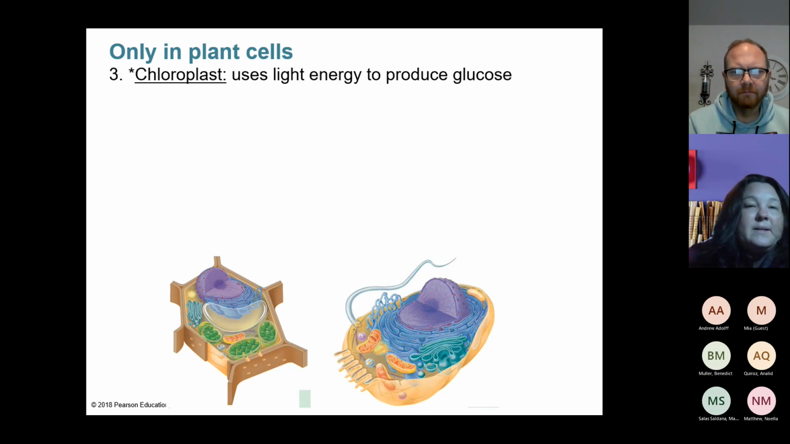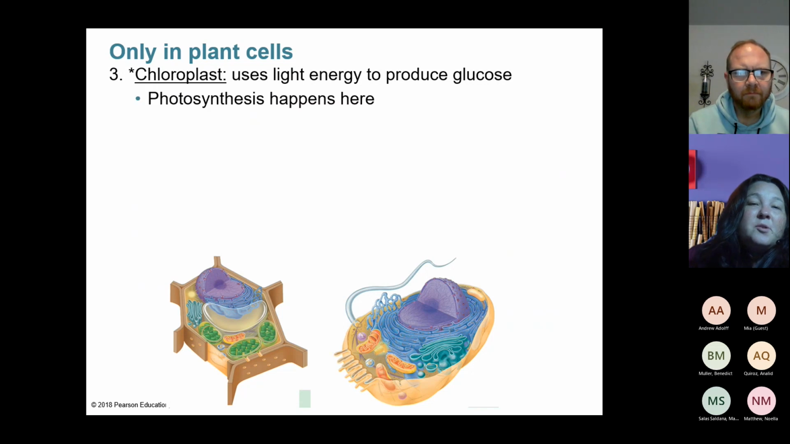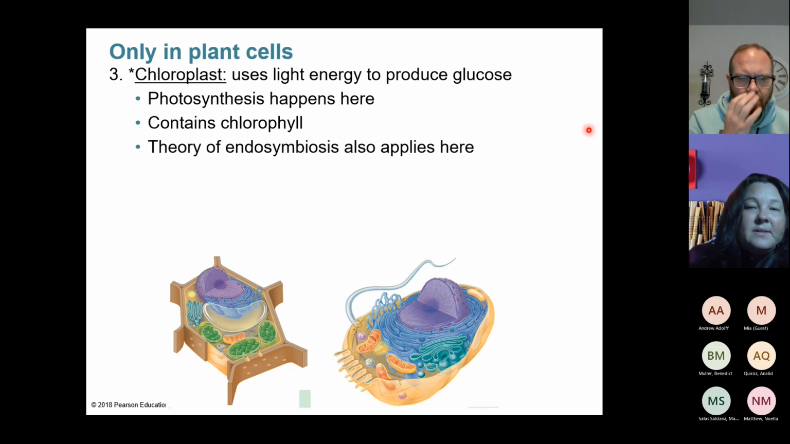The third thing that only plant cells have is a chloroplast, and a chloroplast uses light energy to produce glucose. That's very important. Glucose is a key term there. This is where photosynthesis happens, and it contains chlorophyll. Chlorophyll is what does photosynthesis, and we'll talk more about that in Chapter 7.